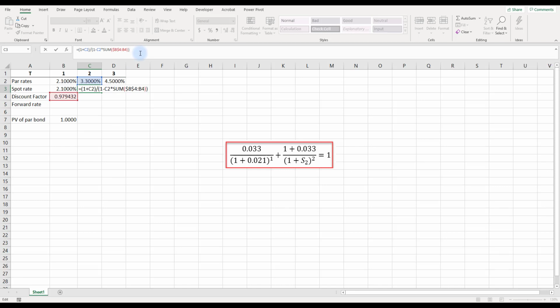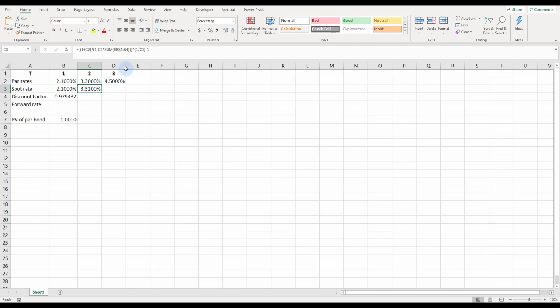Once we have this, we need to convert this to an annualized rate. So this is a spot rate for the second year. I'll just put a bracket here, and then to the power of bracket 1 over the period that we are going to calculate the spot rate, and then minus 1. Okay, so we are done. So this is the spot rate for the 2-year period: 3.32%.